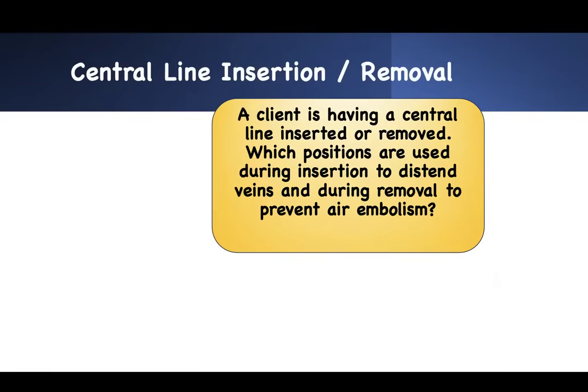Central line, we want to prevent embolism, right? A client is having a central line inserted or removed. Which positions are used during insertion to distend the vein and during removal to prevent embolism? That's what the NCLEX will ask you. This is an IV therapy complication. When we put an IV in, we want the vein to get bigger. If I want the vein to get bigger, I want more blood to flow. How do I allow more blood to flow? I put your head down. So Trendelenburg, you put your head down as much as possible, and you can stick the vein.